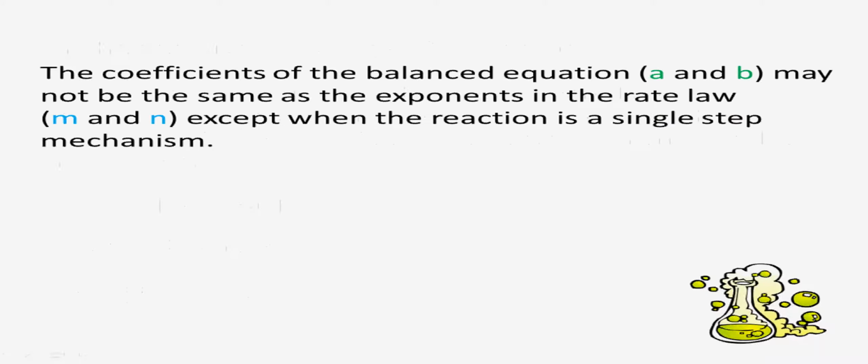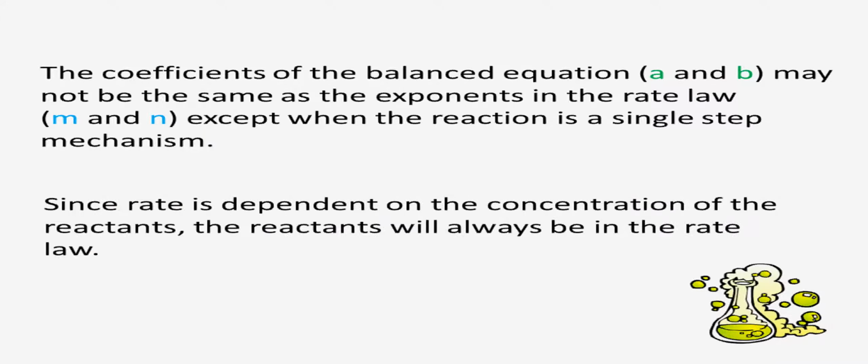So let's write this down. The coefficients of your balanced chemical equation may or may not be the same as the exponents of the rate law. The only exception when they are the same is when we deal with a single step mechanism, and we will talk more about that later. Secondly, since rate is dependent on the concentration of my reactants, you'll always find the reactants in your rate law. Now, there will be an occasion where the reactant will have no effect on rate, but I'll let you figure out when that situation is and what exponent we're dealing with when that occurs.